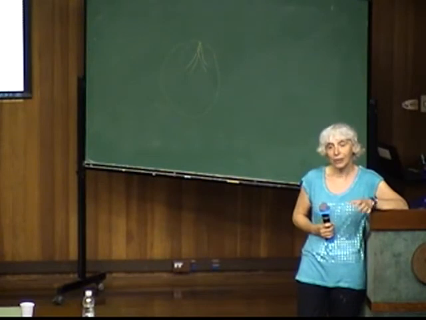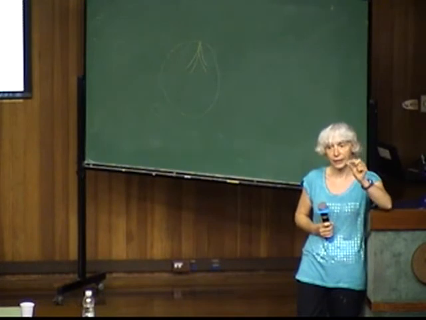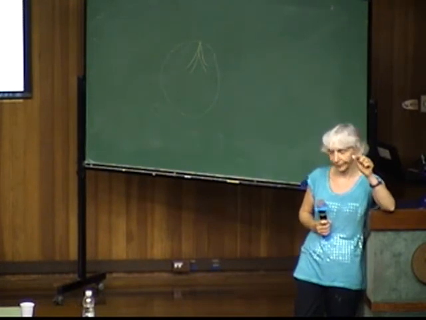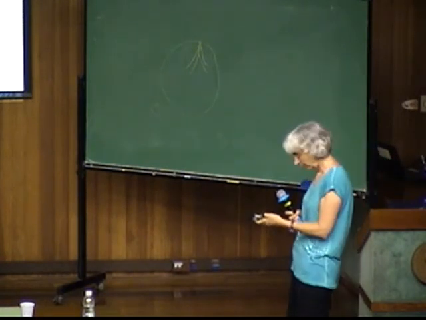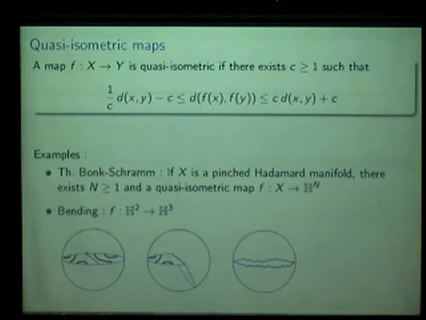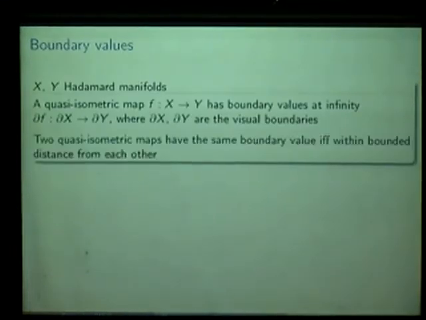So it's an equivalence class of geodesic rays, and you identify two geodesic rays whenever they stay within bounded distance from each other. Okay? So, for example, in the disk model, the visual boundary of the hyperbolic space is just a sphere. It looks to be at finite distance, but it's the boundary at infinity. And now, moreover, two quasi-isometric maps have the same boundary value if and only if they are within bounded distance from each other.